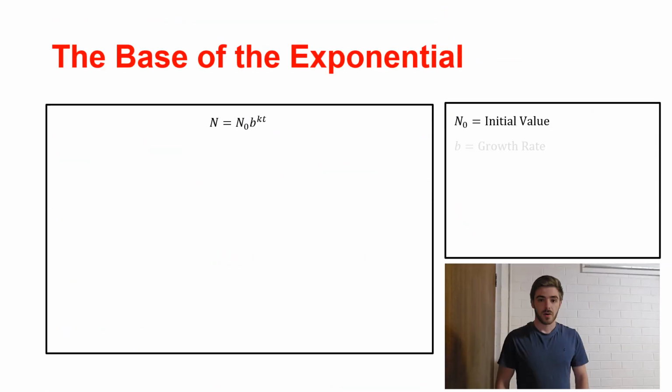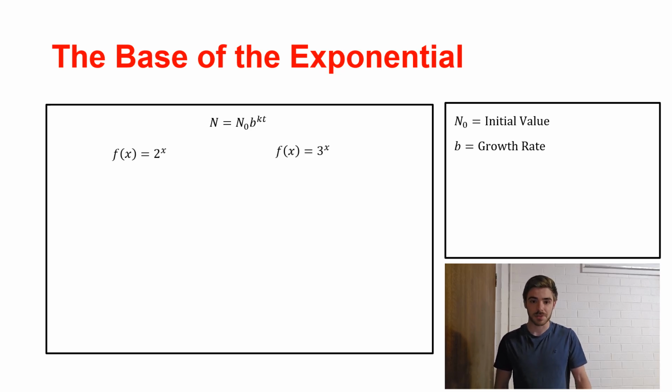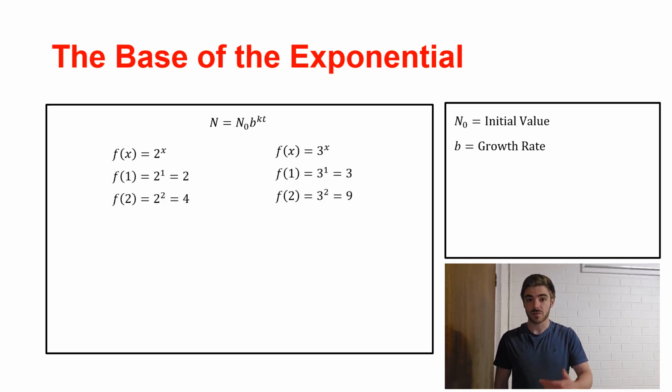All else being equal, the base of an exponential dictates how fast or how slow the exponential is going to rise or fall. Take, for example, the following exponentials. We have 2 to the power of x and 3 to the power of x. For the same value of x, 3 to the power of x is going to rise much faster than 2 to the power of x will.